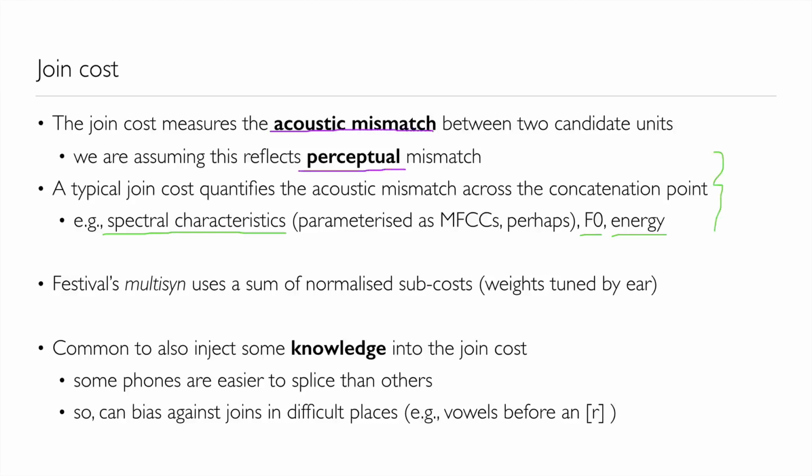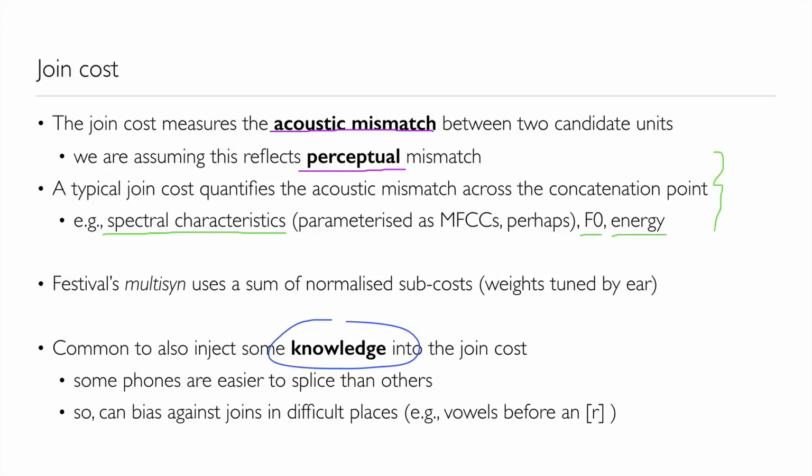If we're going to use multiple acoustic properties in this join cost function, then we have to combine those mismatches in some way. And a typical way is the way that Festival's multi-syn unit selection engine works, and that's to measure the mismatch in each of those three properties separately, and then sum them together. And since some might be more important than others, there'll be some weights. So there'll be a weighted sum of mismatches. It's also quite common to inject a little bit of knowledge, a bit of phonetic knowledge into the join cost.